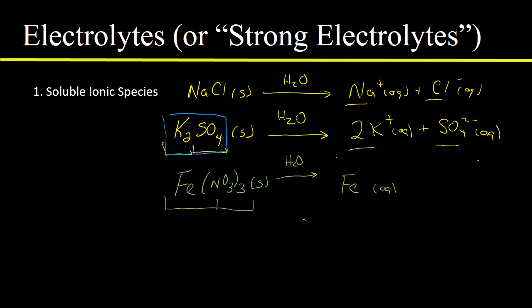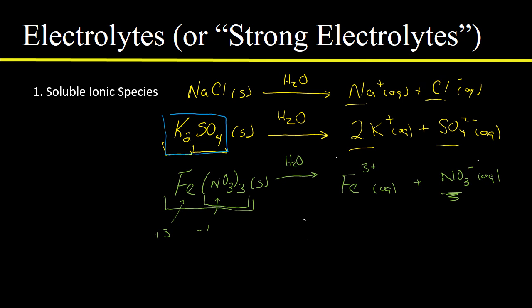Right? Each one of these nitrates is a -1 ion, and there are 3 of them, so that means the iron must be a +3. Okay. So you're going to get iron 3+, and then you're also going to get nitrates. Okay. And again, the nitrates don't break apart. Right? The nitrates themselves maintain their integrity. Doesn't break apart into nitrogens and oxygens.